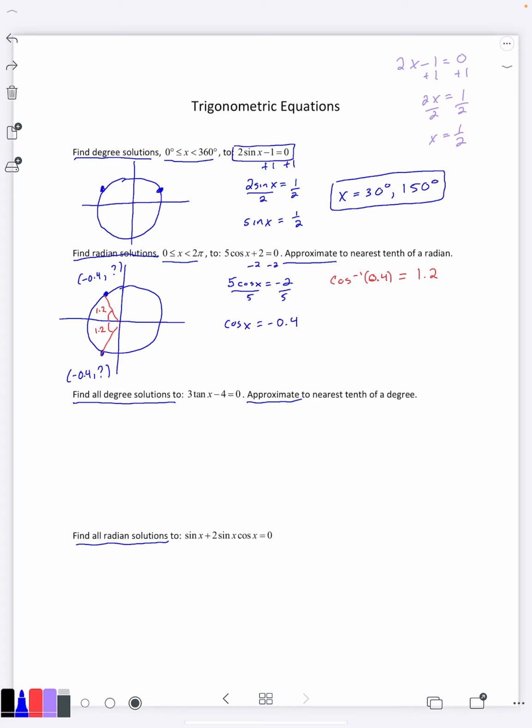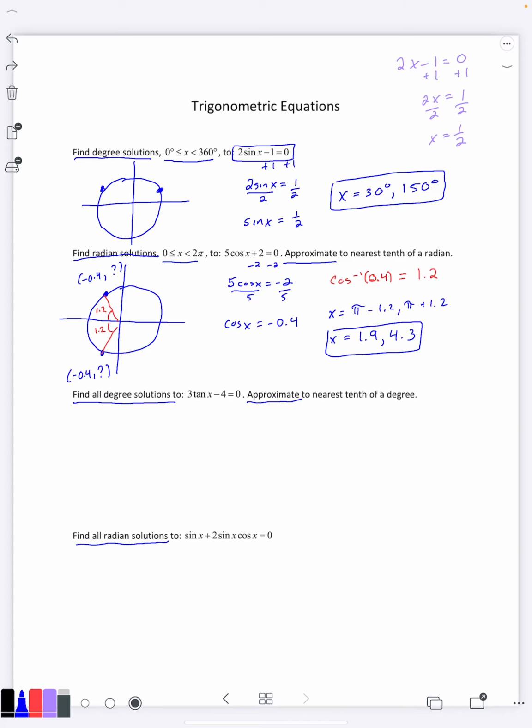Then I can go ahead and find the actual points. So in quadrant 2, you would go pi minus the reference angle. In quadrant 3, it's pi plus the reference angle. And using our calculator, we get an angle of 1.9 radians and an angle of 4.3 radians.